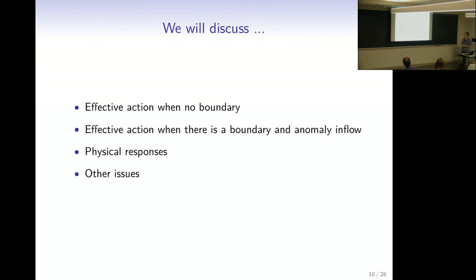So now we are going to discuss the following things: the properties of effective actions, which I wrote as W, with or without boundaries. And then I will also discuss what kind of responses we can read off from the effective actions. And toward the end, there are some more issues, but as far as time allows, I can discuss other issues.